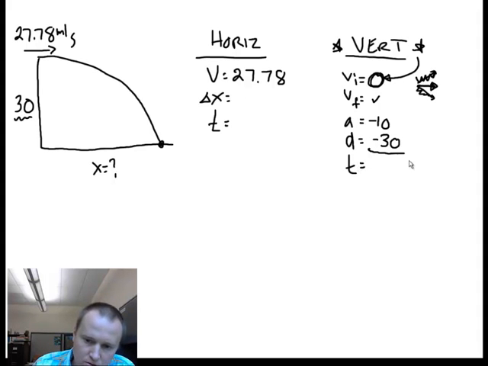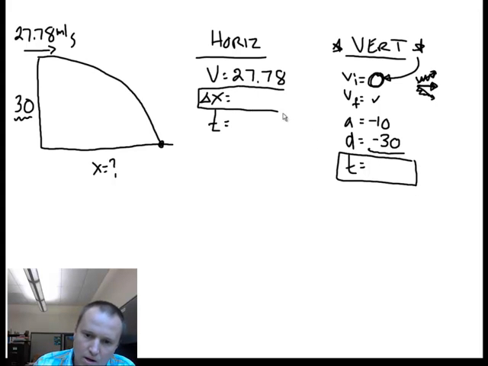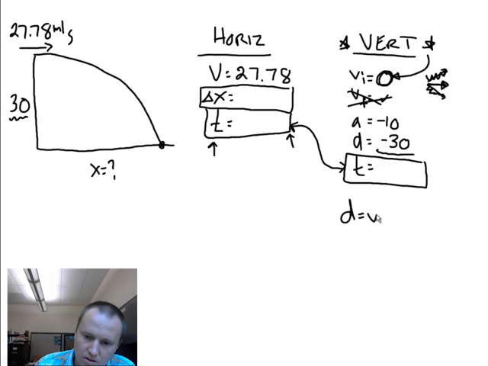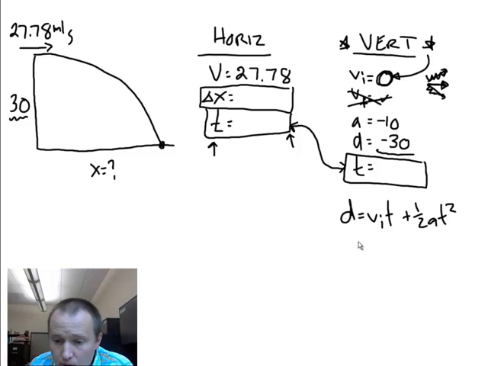Now the question asks us for two things: time and how far. Well, I could also solve for time over here. But I think it's okay to say that I don't have enough information over here to solve for time, but I do have enough information over here. And so I need an equation without v final. So I have d equals v initial t plus 1/2 at squared. And so I got negative 30 is 0 plus 1/2 negative 10 times t squared.